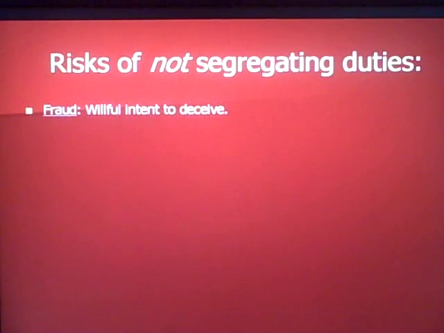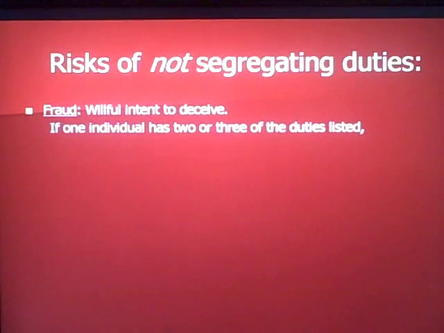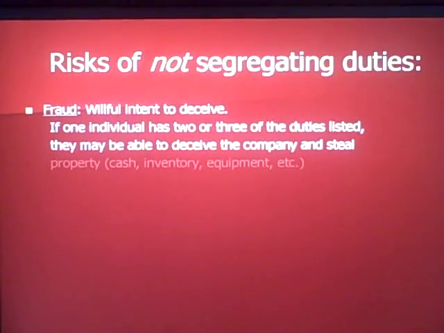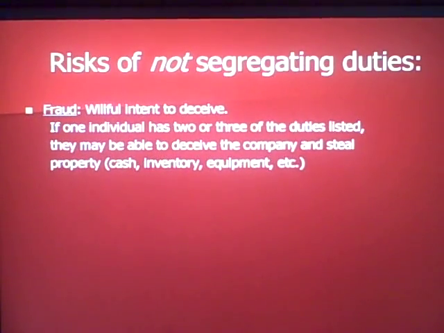Well, what if you don't segregate duties? You're subject to several risks, one of which is fraud, which is defined as willful intent to deceive, intentionally deceiving or fooling somebody. When one individual has two or three of the duties listed on the prior slide, they may be in a position to deceive the company and steal property. And that property is not just cash, but also inventory, equipment, vehicles, company secrets, and on and on.